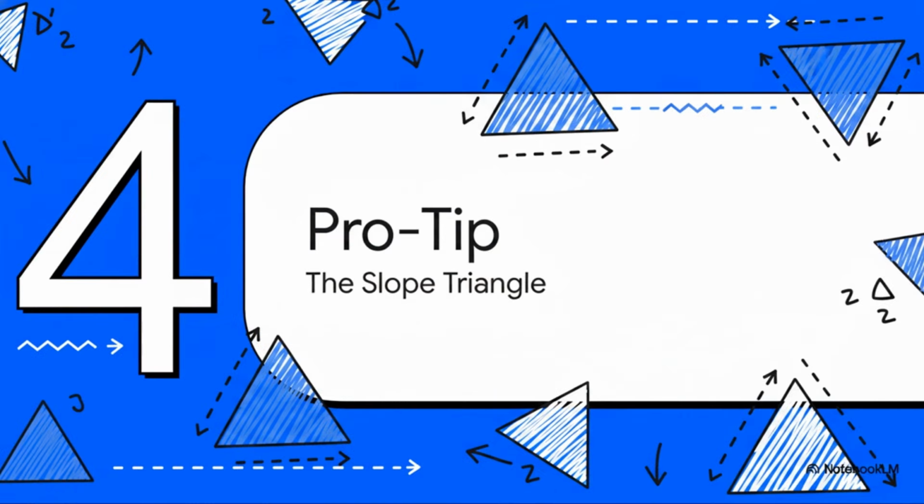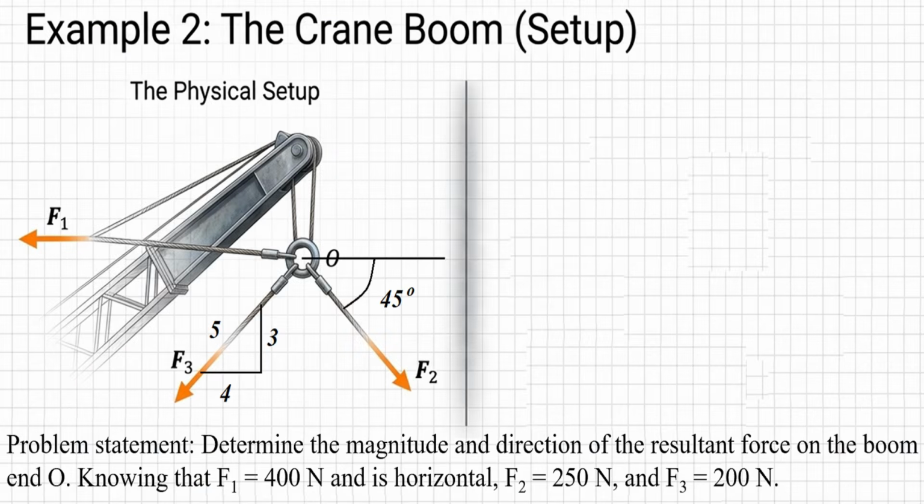Okay, so that method works perfectly when you're given angles. But what happens when a problem gives you a slope instead? Let's look at another example to learn a really common and useful shortcut. In this crane boom problem, notice the force F3. Instead of an angle in degrees, its direction is defined by that little tiny triangle there, with sides of length 3, 4, and 5. This is called a slope triangle, and it actually makes our lives a whole lot easier.